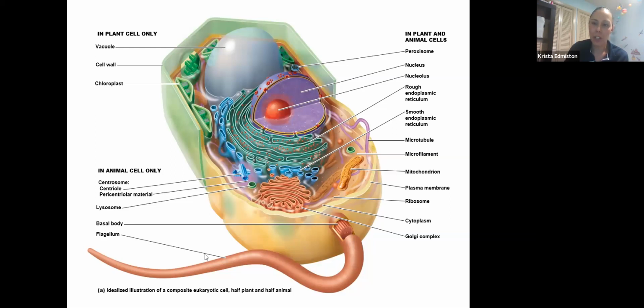We can have a flagella down here, possibly. We have our nucleus, smooth and rough ER, Golgi, mitochondria. Got a couple of chloroplasts up here on top. We're going to start with the outside of the eukaryote before we move to the stuff on the inside.